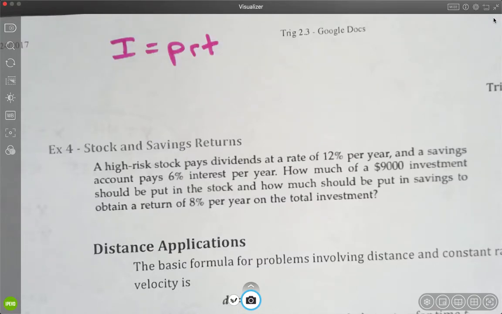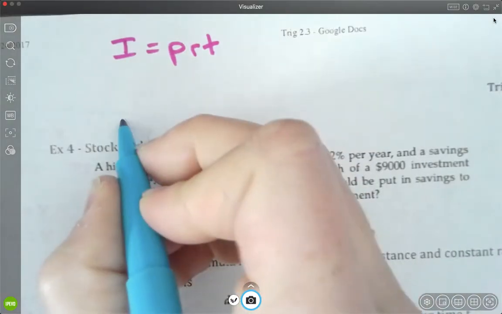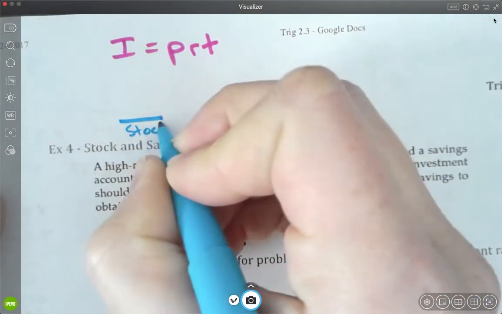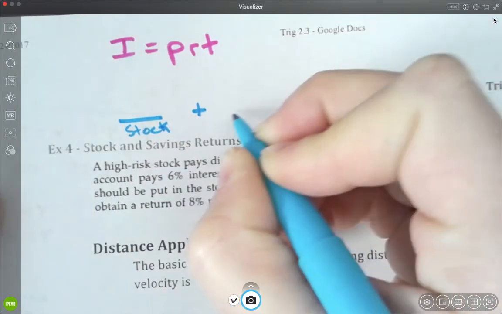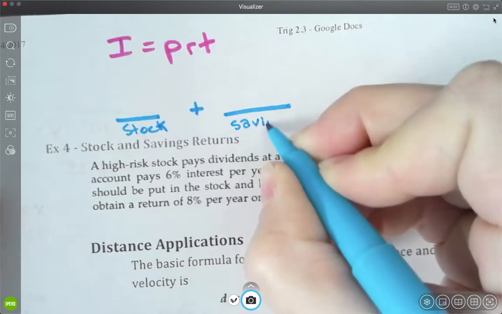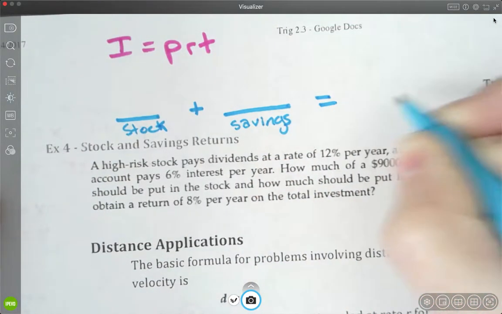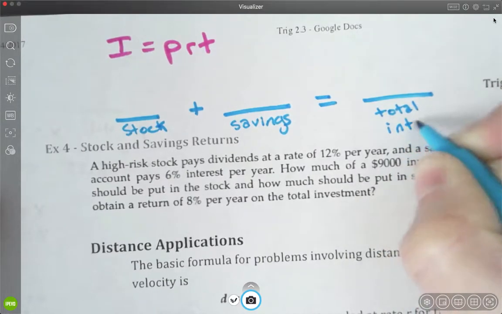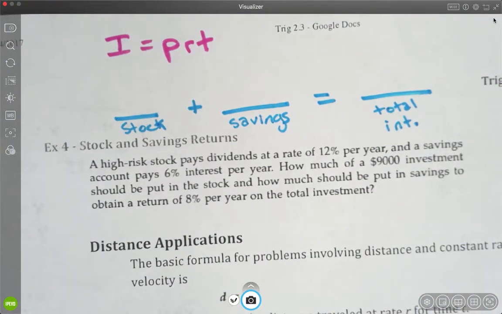So we've got three things going on here. Let's talk about our two different types of investment first. We're talking about the interest for the stock, and we're adding that to the interest of the savings account, and we want that to be equal to the total interest, which is going to be 8%. We'll talk about that in a second.